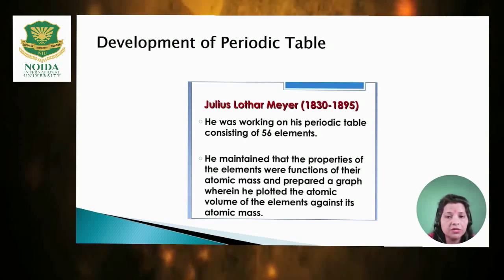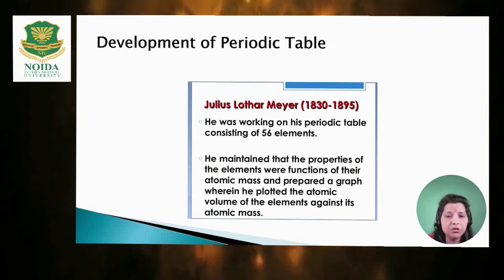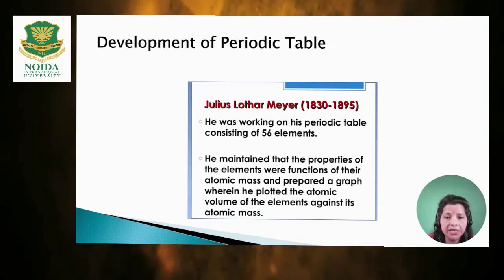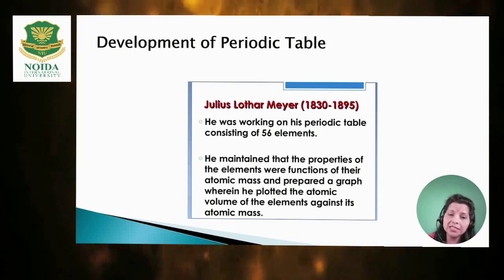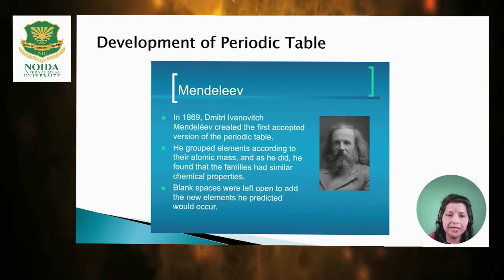So what Julius Meyer did, he was working on a periodic table consisting of 56 elements. He maintained that the properties of the elements were a function of their atomic masses, and he prepared a graph wherein he plotted the atomic volume of the elements against their atomic masses, right?